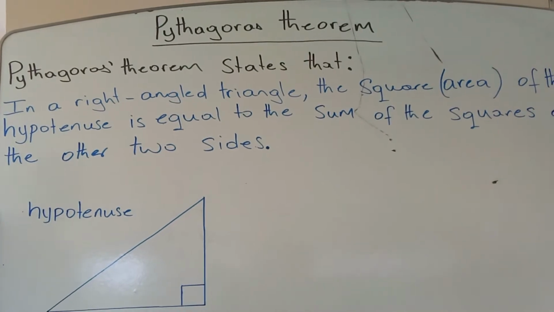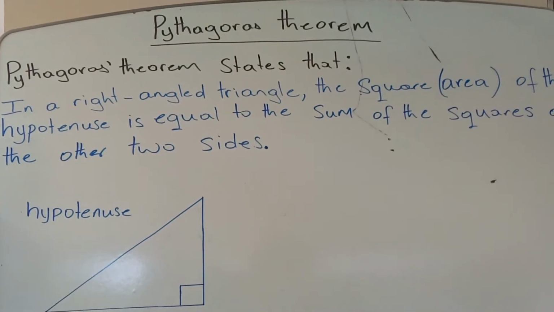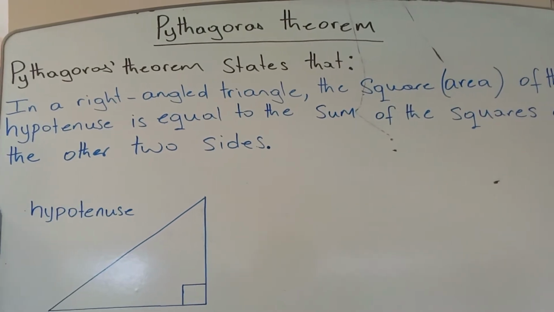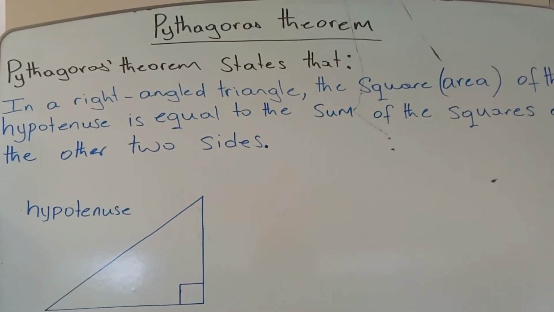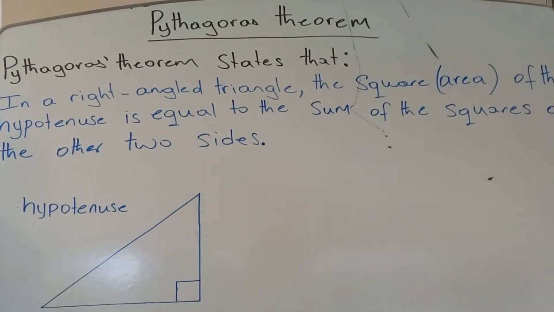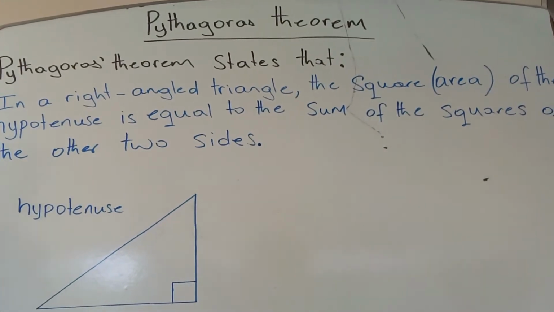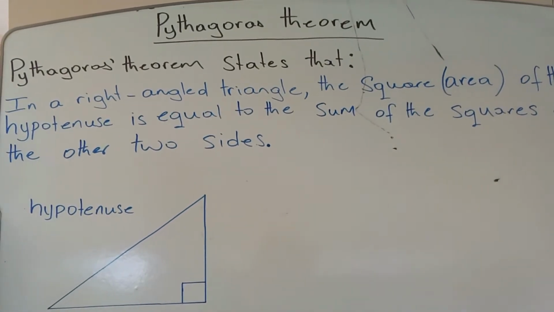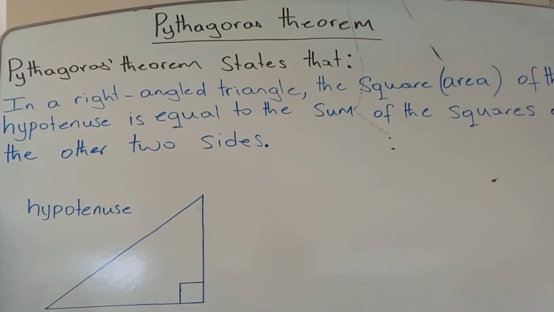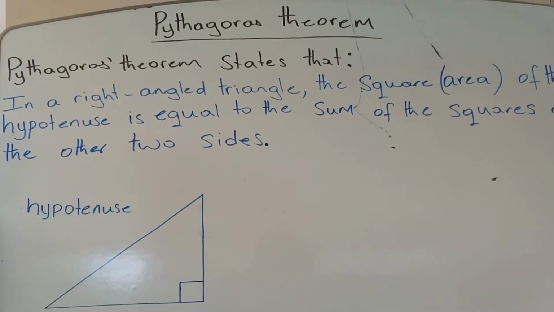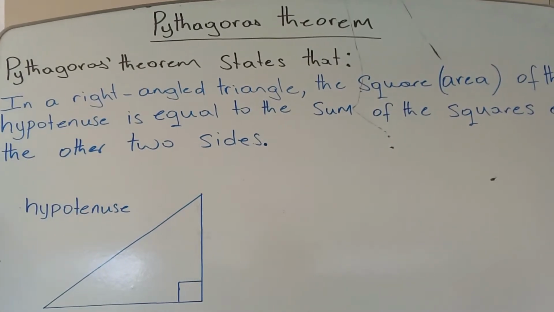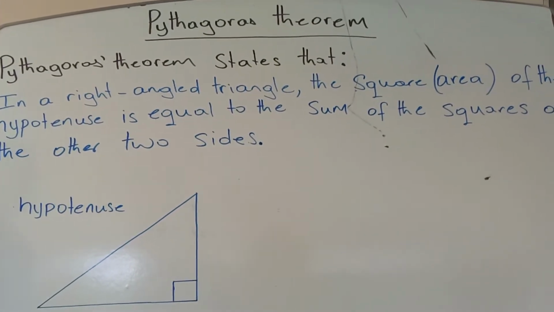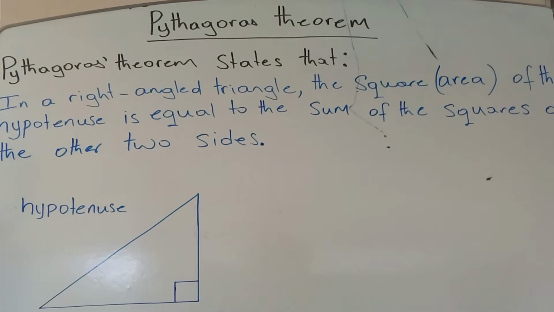The Pythagoras Theorem states that in a right angle triangle, the square of the hypotenuse is equal to the sum of the squares of the other two sides. Now that is very important. You have to understand what the Pythagoras theory is. Alright? Now, the Pythagoras theory is associated with a very special type of triangle, which is the right angle triangle.